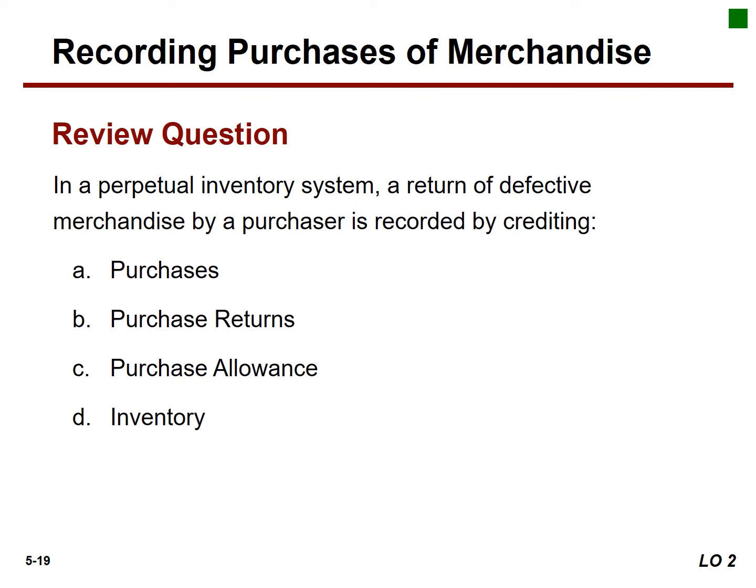Another question. In a perpetual inventory system, a return of defective merchandise by a purchaser is recorded by crediting the inventory account.